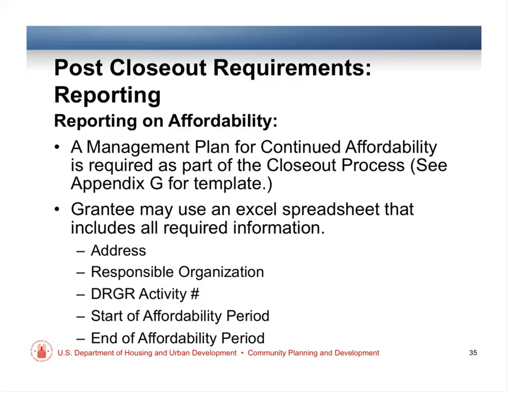We have one more written question. For closeout purposes, how do we determine if an activity or a particular home was funded with program income or line of credit? We're developing a report in DRGR. It's still in development, but we're working on getting you something that will allow you to see that.